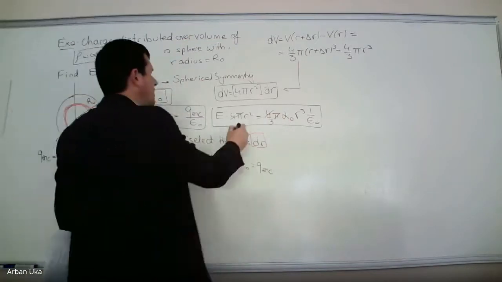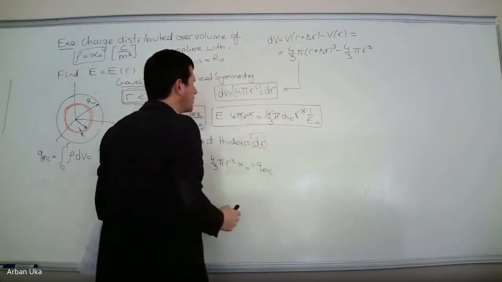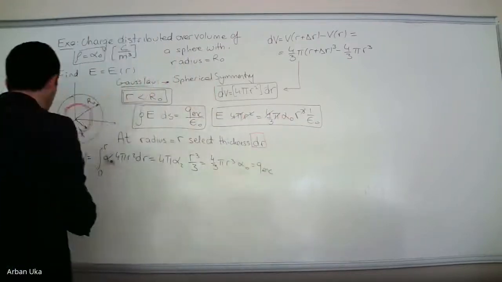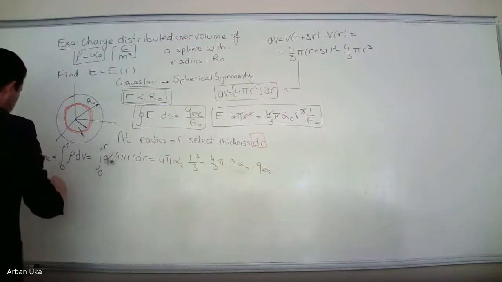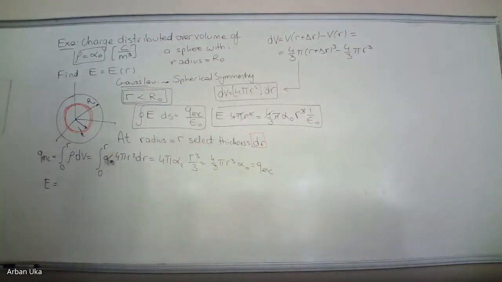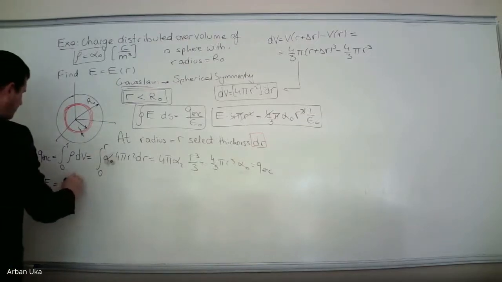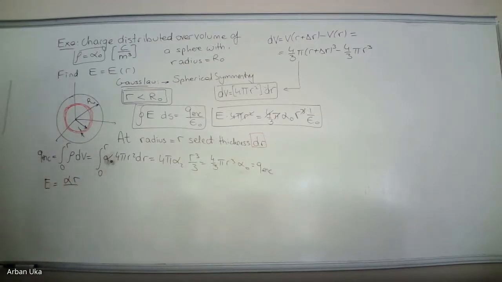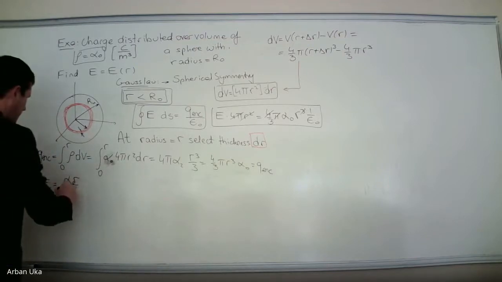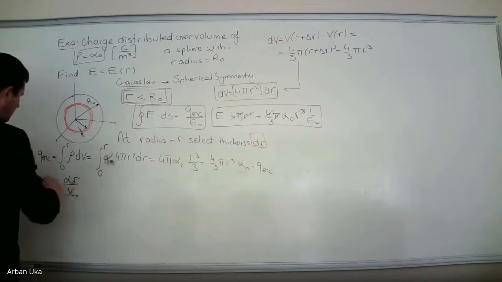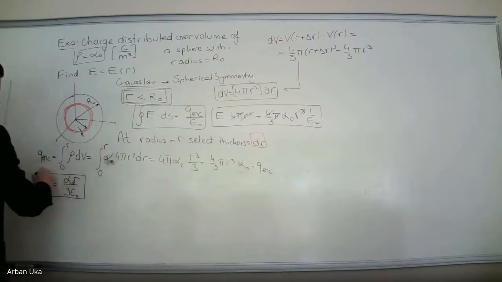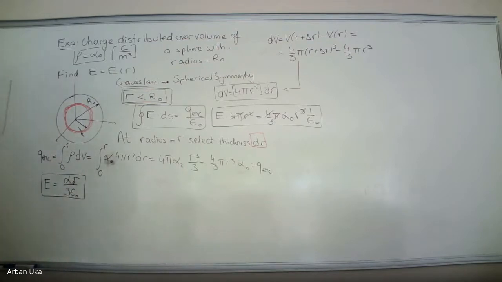Now, in this expression, we can cancel out 4 pi's on both sides of the equation. Then, we take out this r squared, this is gone, and then we find that the electric field is equal to alpha 0 r divided by 3 epsilon 0. Here we are. Okay. So this is the electric field.